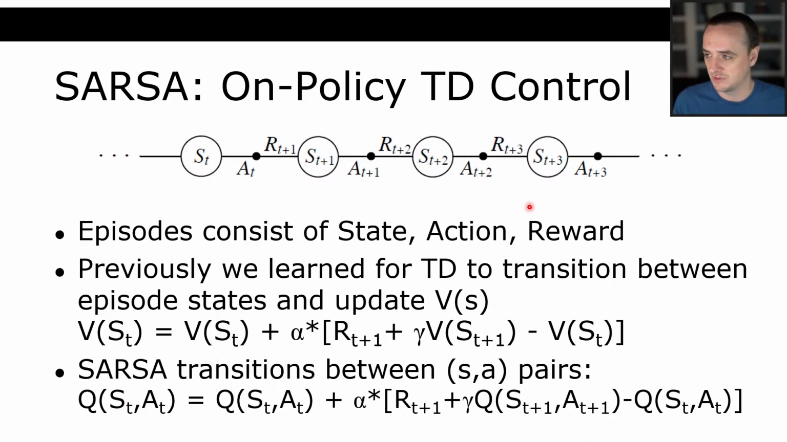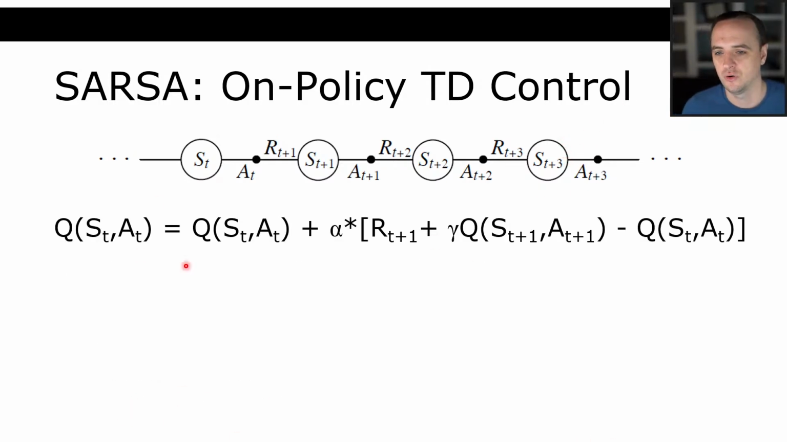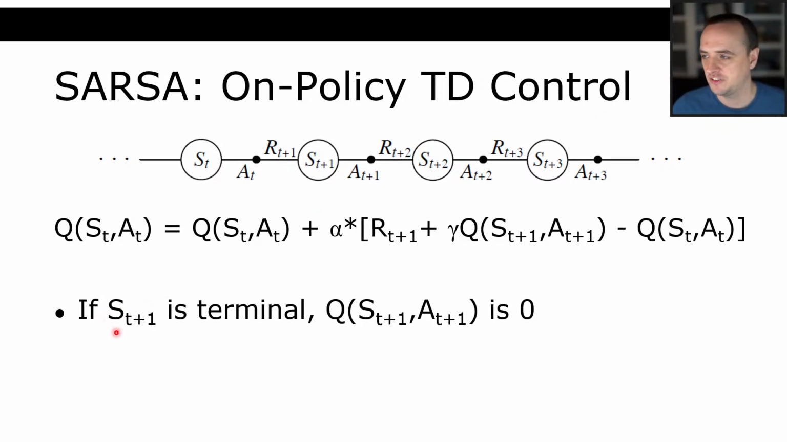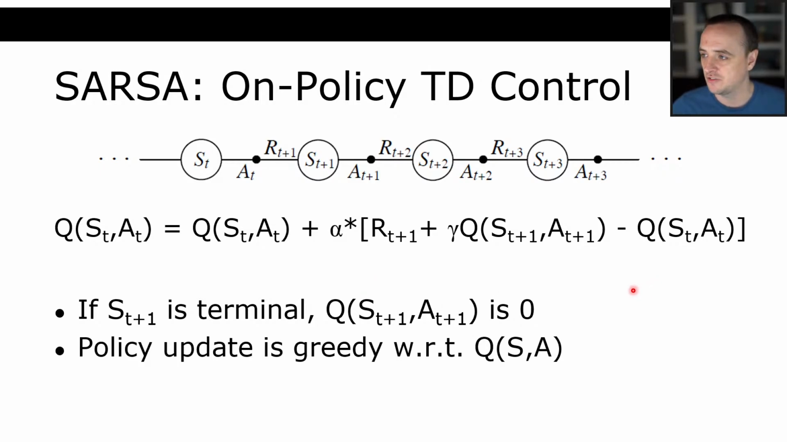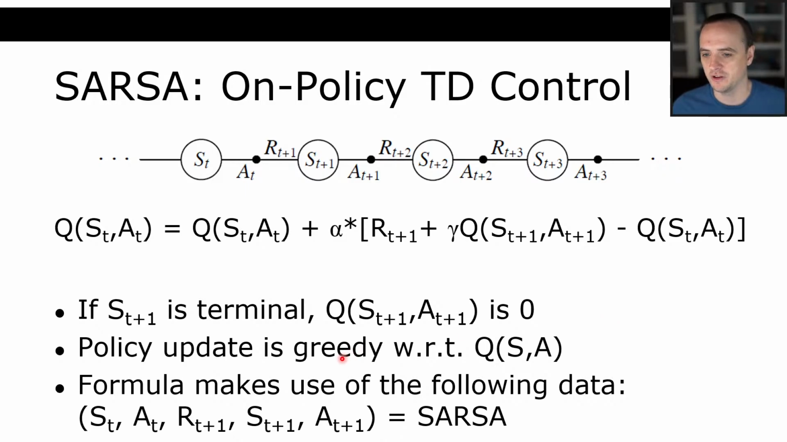You just have to do this formula update rule. So there's the formula update rule. And if s t+1 is terminal, then the value of it is 0. The policy update is greedy with respect to Q of SA, meaning if you want to do the policy update, you just take the greedy action. And the formula makes use of the following things. So if we look up here at the formula, we use s t, a t, r t+1, s t+1, and a t+1. And so we have state, action, reward, state, action, SARSA. That's the SARSA algorithm. That's it.